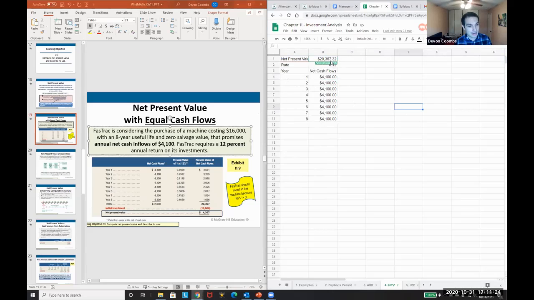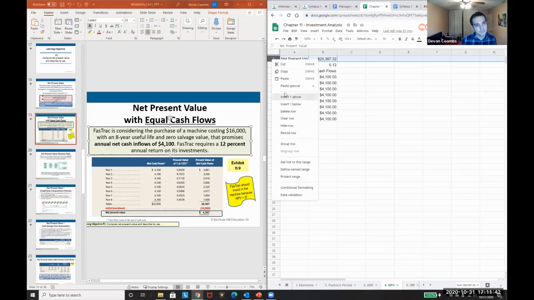So here our answer is slightly different. We get $20,367.32. So we're saying if all these cash flows, $32,800 at the 12% rate, what is that worth in today's money? $20,000. Notice how this is different. So I want to show a few differences here.